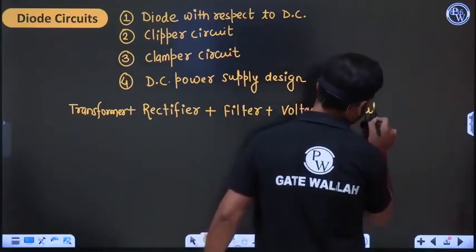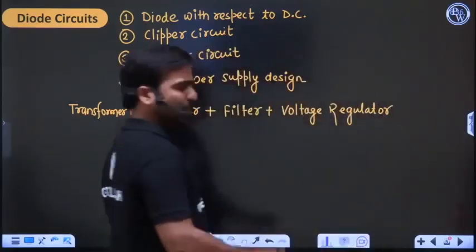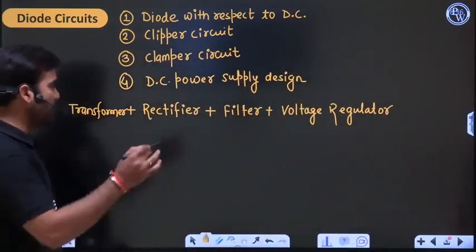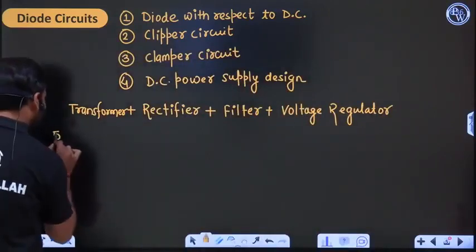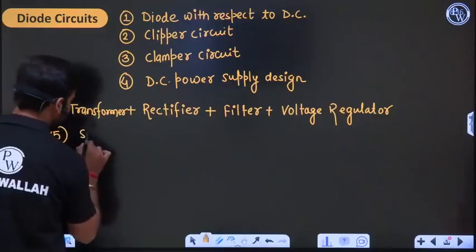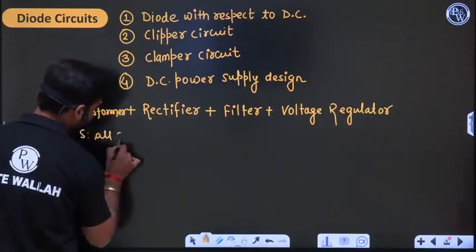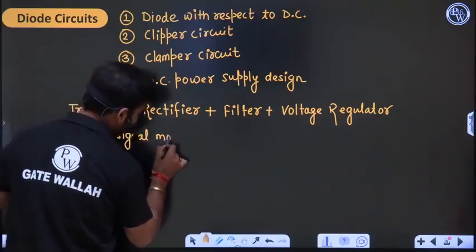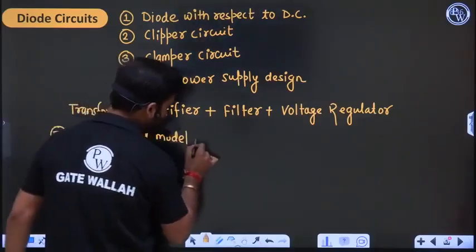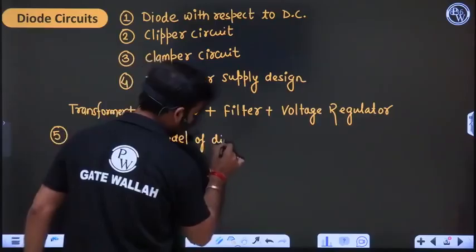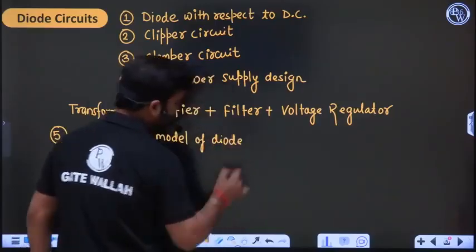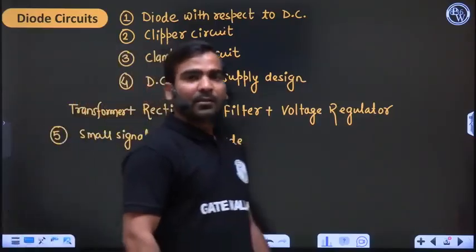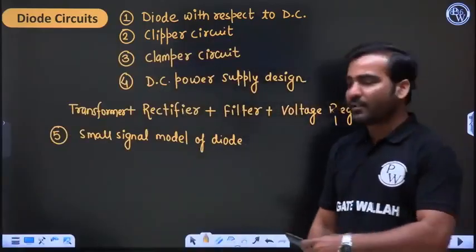Voltage regulator. Specifically the Zener voltage regulator, that we will discuss, no doubt. And the fifth topic we will be discussing is a small signal model of diode. Okay, so let's start the discussion.